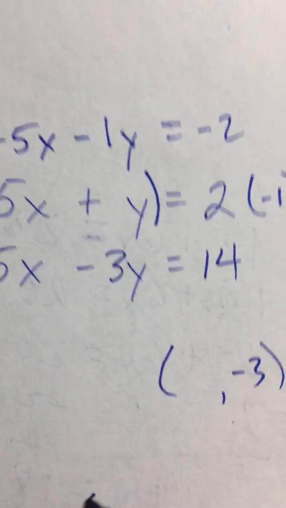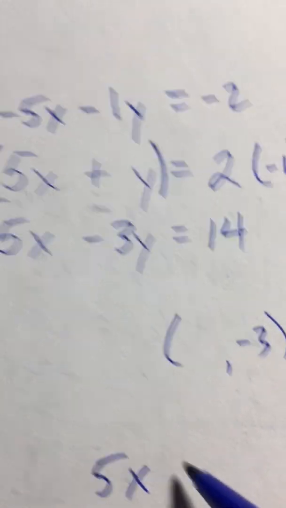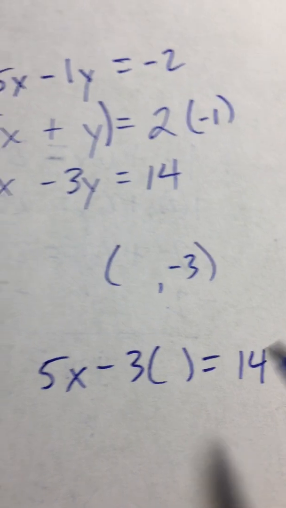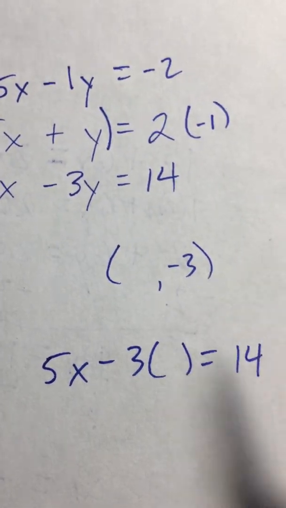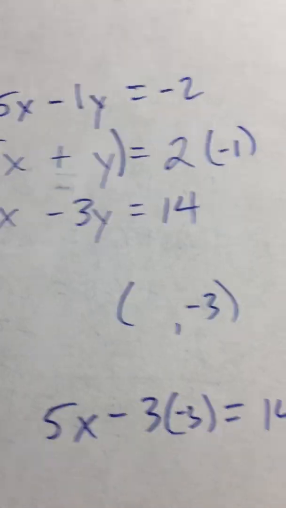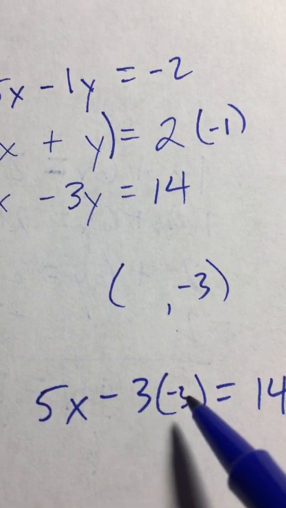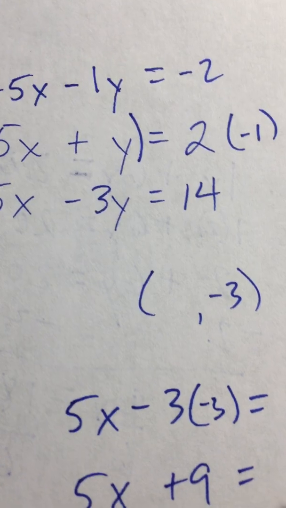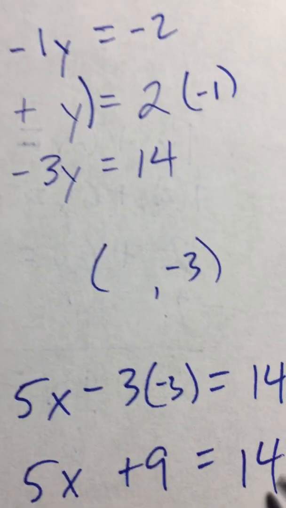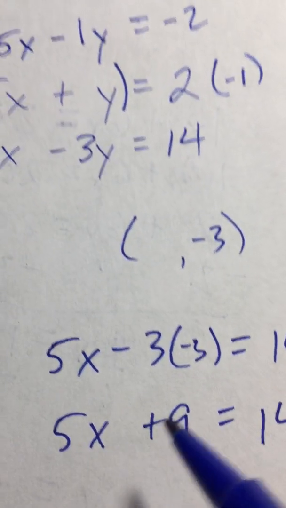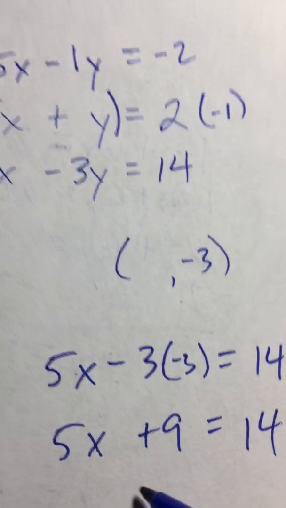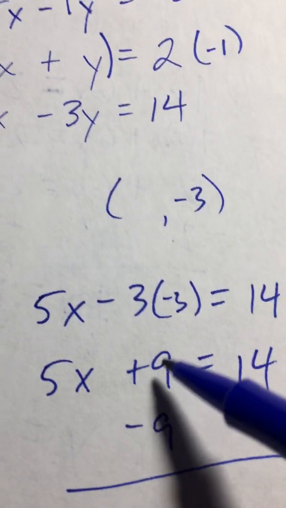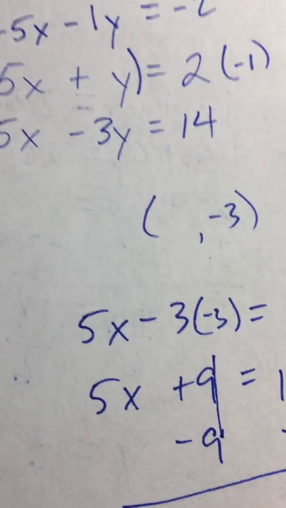So 5x, I'm writing it down below, minus 3y equals 14. And of course, where the y is, I'm going to plug in my negative 3. All right, so negative 3 times negative 3, this is a positive 9. So 5x plus 9 equals 14. And then we're ready to solve for x. Get rid of the 9 first. We always undo the add subtract first. So minus 9 minus 9. 9's cancel out. 5x comes down.